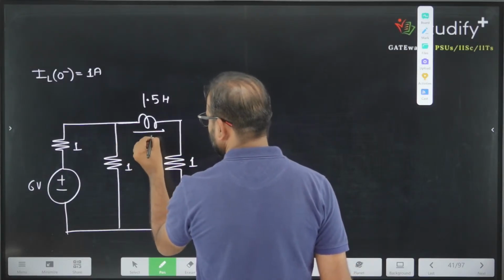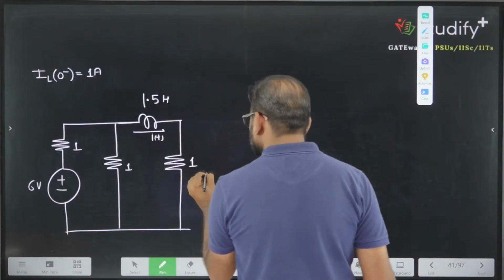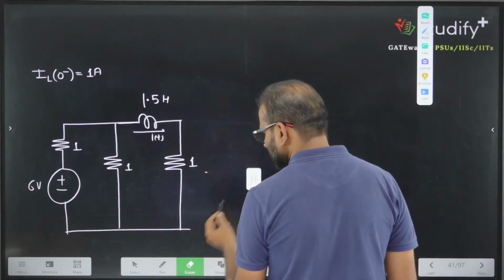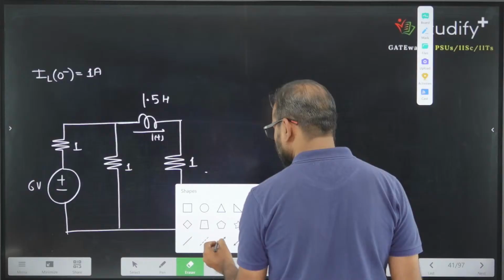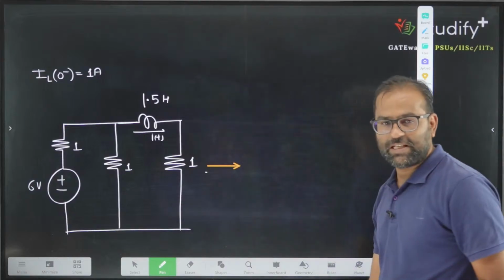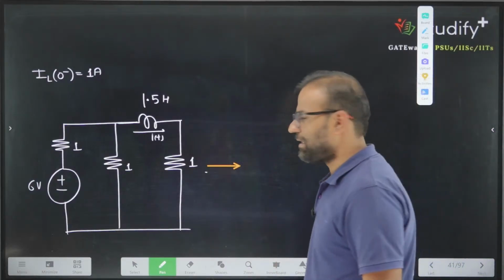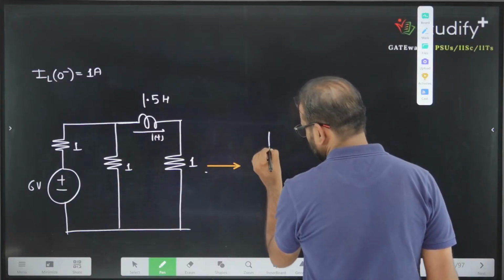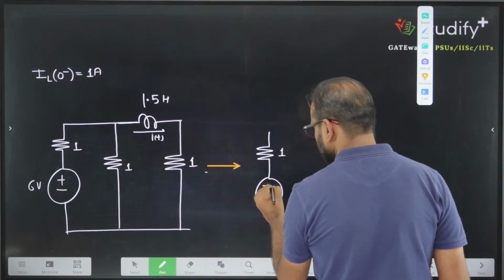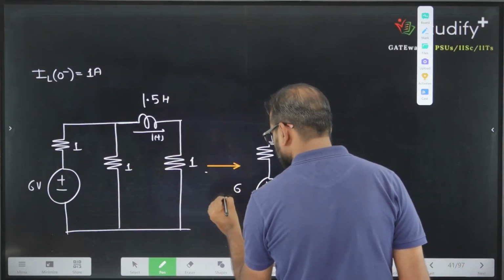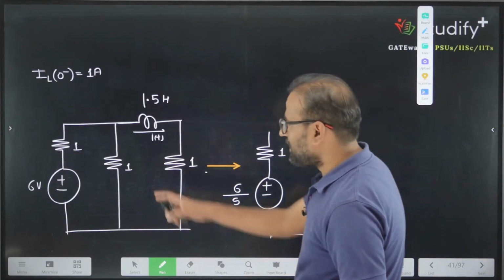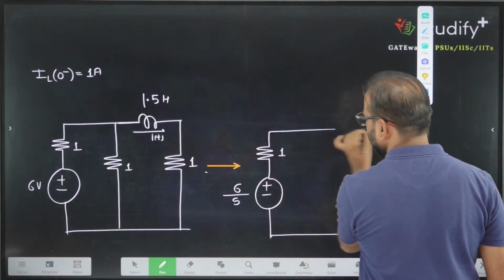We are interested in this current I of t. Let's take the Laplace transform of this circuit. What is our ideal idea to solve the question? Take the Laplace transform of the circuit. So what is the Laplace transform of 6? 6 by s, because it is activated for t greater than or equal to 0. The Laplace transform of the resistance is 1. This value is 6 divided by s. This resistance is also having value of 1 ohm.